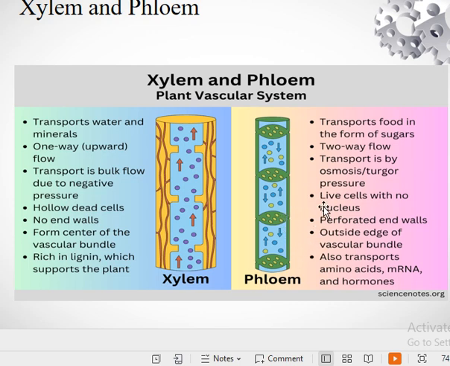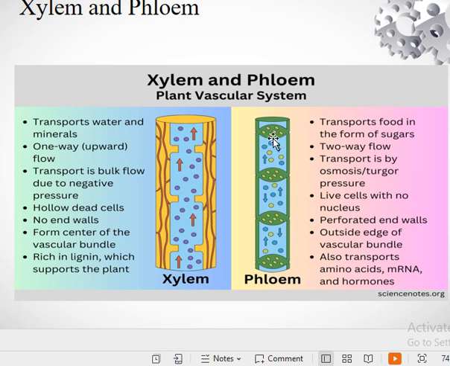Phloem is made of living cells because it needs energy to actively transport food to all parts of the plant. Phloem is living because moving food needs energy. That's why phloem is made up of living cells. Cells are separated with perforations, the sieve plates, forming sieve tubes.